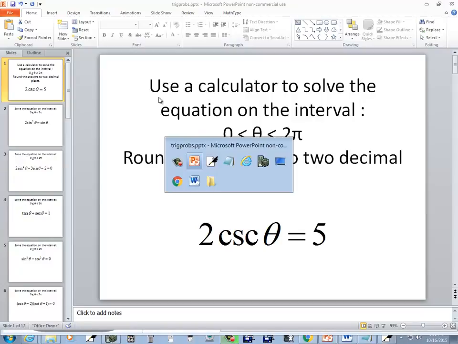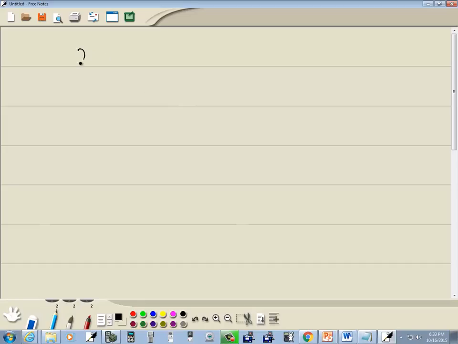Let's take a look at this problem. We got 2 cosecant theta is equal to 5. Well, first off, we want to get everything over to one side. So I'll take the 5 over, because we want to use a calculator to solve this. Equals 0. Now we don't have cosecant on our calculator, but remember cosecant is equal to 1 over sine.